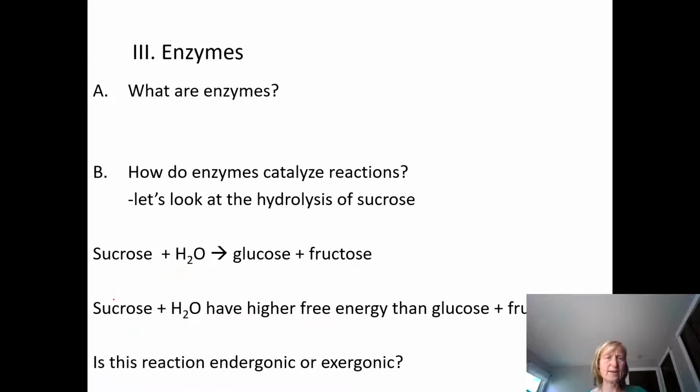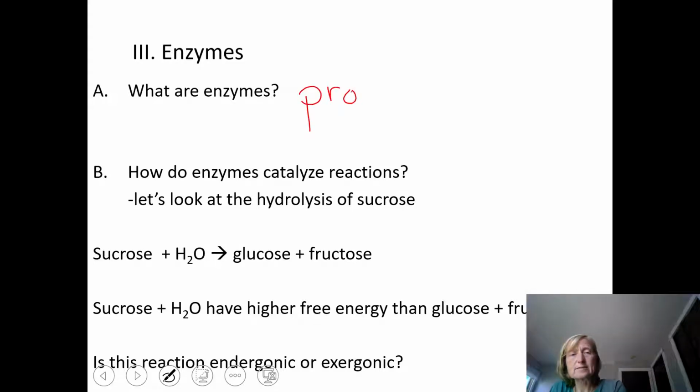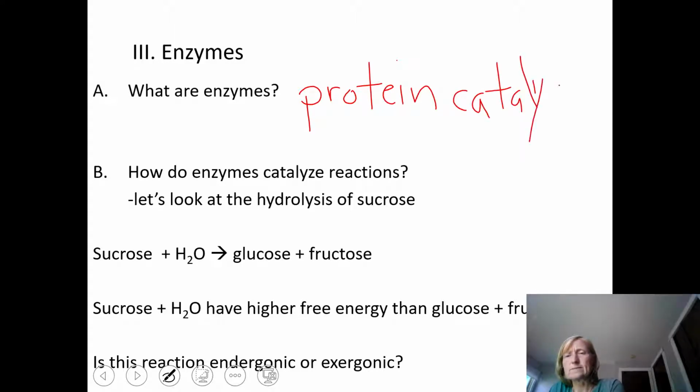Can we define them? Sure. The simplest definition of an enzyme is that most enzymes are protein catalysts. Not all enzymes are proteins, but most of them are. Okay. So what is, first of all, a protein?